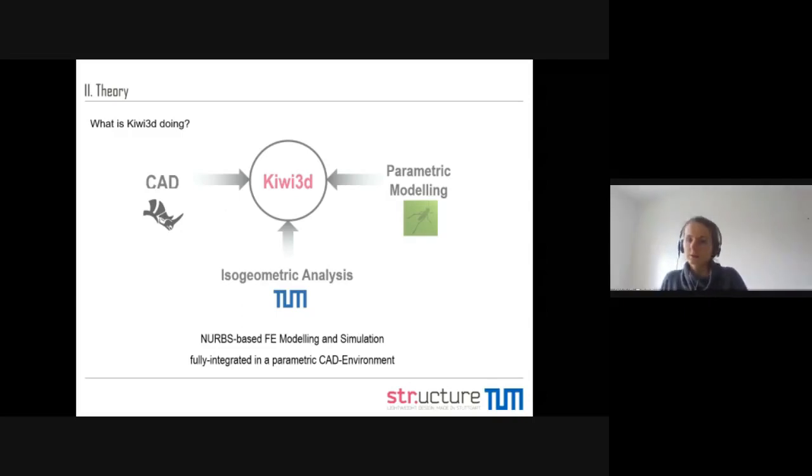So this was it about the isogeometric analysis. If you have any questions, you can also interrupt me, or if something was unclear. So going to Kiwi, what does Kiwi do? It combines the CAD, here Rhino, with the parametric modeling of Grasshopper and implements the isogeometric analysis which we developed at the chair of structural analysis.